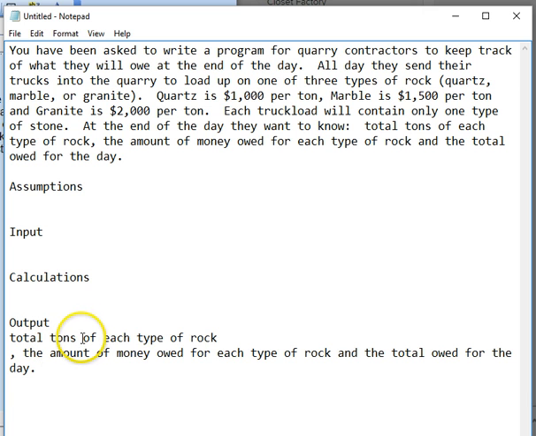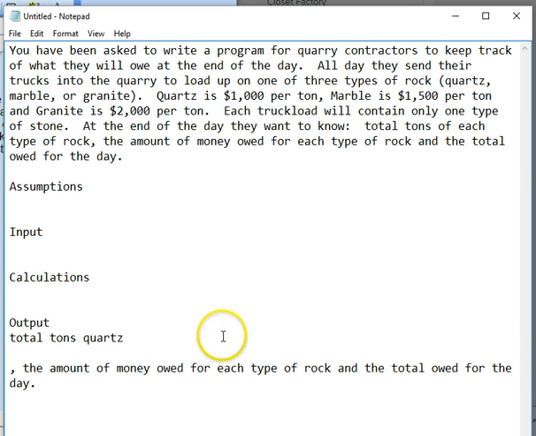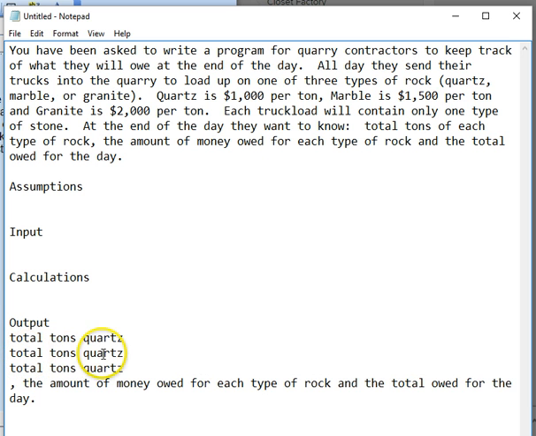So instead of total tons for each type of rock, I'm going to say total tons quartz. And then I'll go ahead and copy and paste that twice because there's three types of rock. And then this second one will be marble. And the third one will be granite.